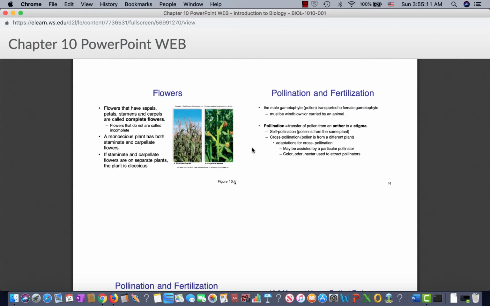Pollination and fertilization. So the male gametophyte, which is the pollen, is transported to the female gametophyte, and it's either wind-blown or carried by an animal.